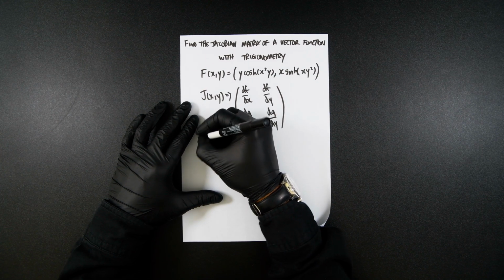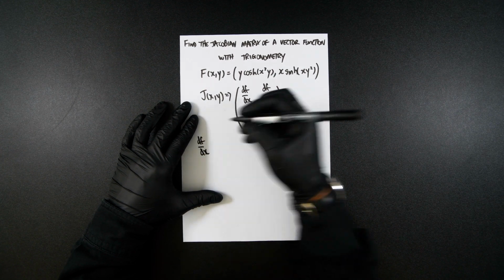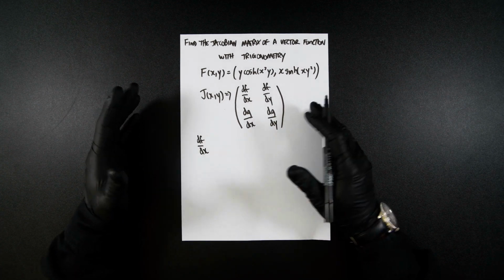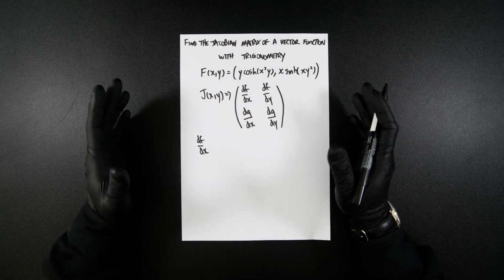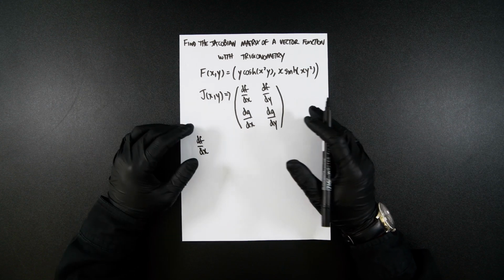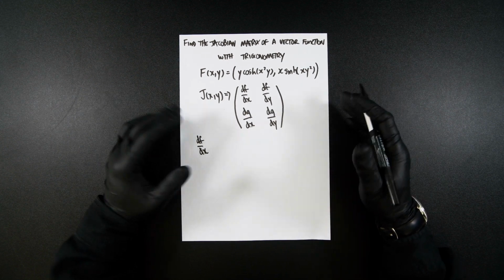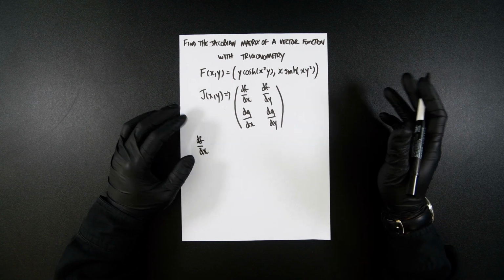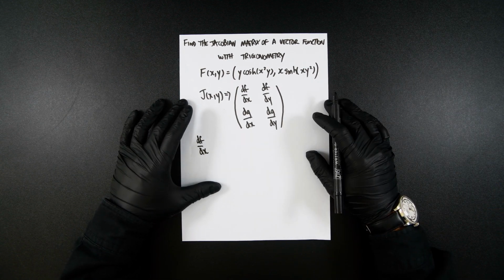So let's do df over dx first. You need to know how to do partial derivatives. I've got another video on that, so you can go check that out. I'll put the link in the description for it. You'll also need to know how to do the product rule and chain rule for this. Both videos are also linked in the description.